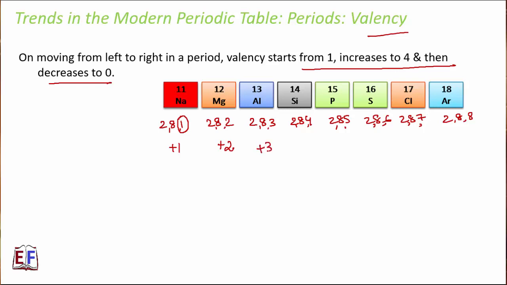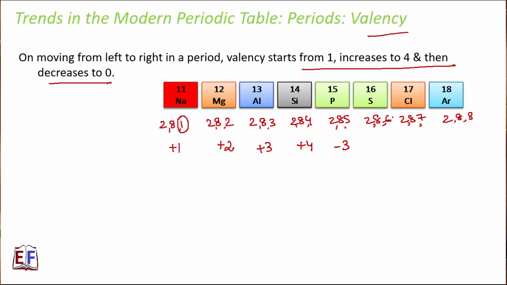Aluminium wants to release 3 electrons. Silicon wants to release 4 electrons. Phosphorus wants to release 5 electrons. Is that right? No, because releasing 5 electrons is a big deal. It would involve a lot of energy. An easier way for phosphorus is to accept 3 electrons. Accepting 3 electrons is easier in terms of energy when compared to releasing 5 electrons. So for phosphorus, the valency would be -3.